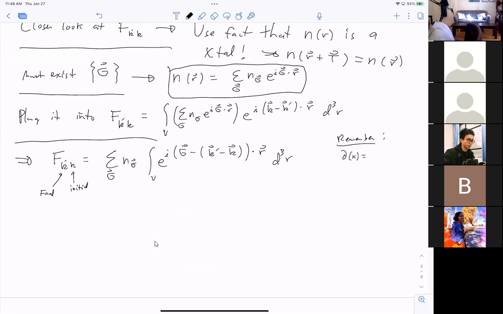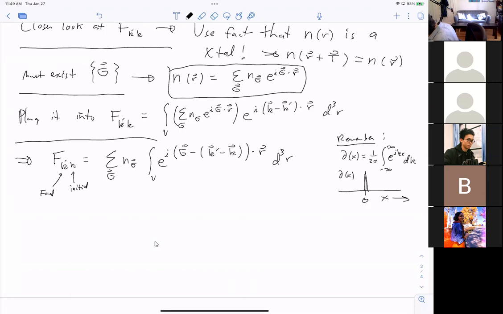is equal to, and sometimes you get the little 2 pi's mixed up, but it doesn't matter, in one dimension, 1 over 2 pi, the integral from minus infinity to infinity of e to the i k x dk. So that's the definition of a Dirac delta function. Hopefully you guys sort of remember what a Dirac delta function is. That means that if I plot a Dirac delta function, delta of x, it's a spike at the origin.